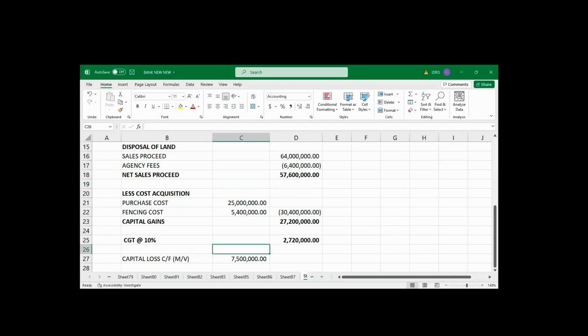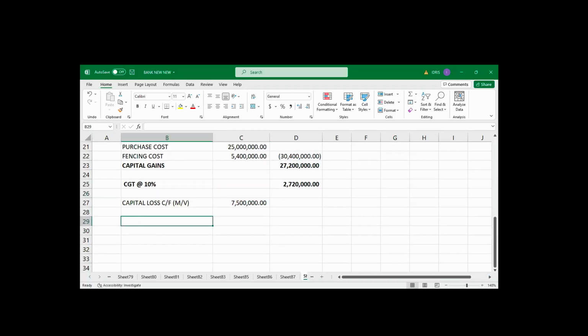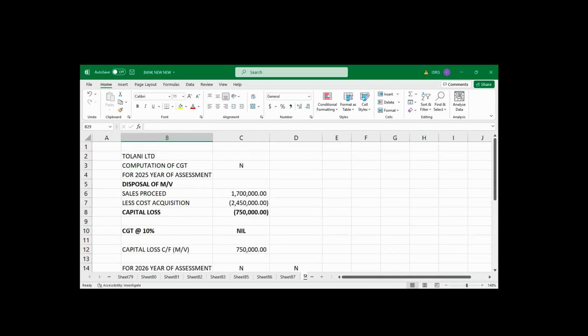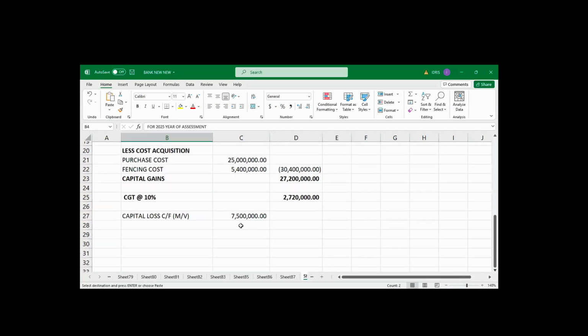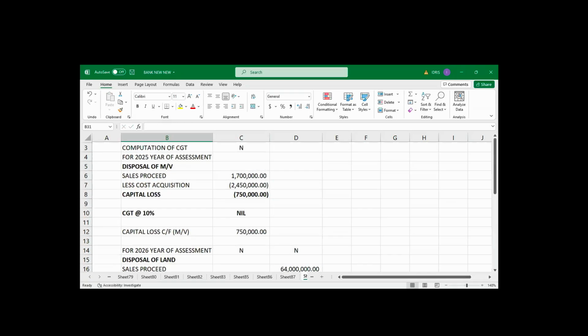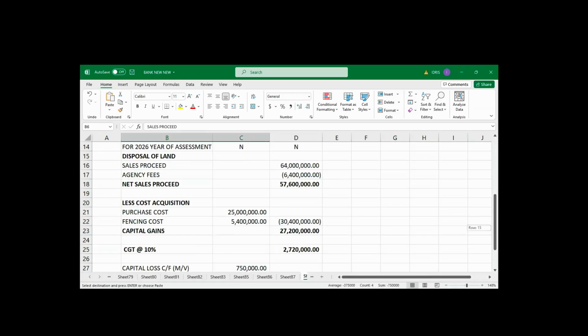So last year, the last year is 2028 year of assessment. What happened in 2028 year of assessment? The sports vehicle, motor vehicle. So for the motor vehicle that was disposed, how much was it disposed for?